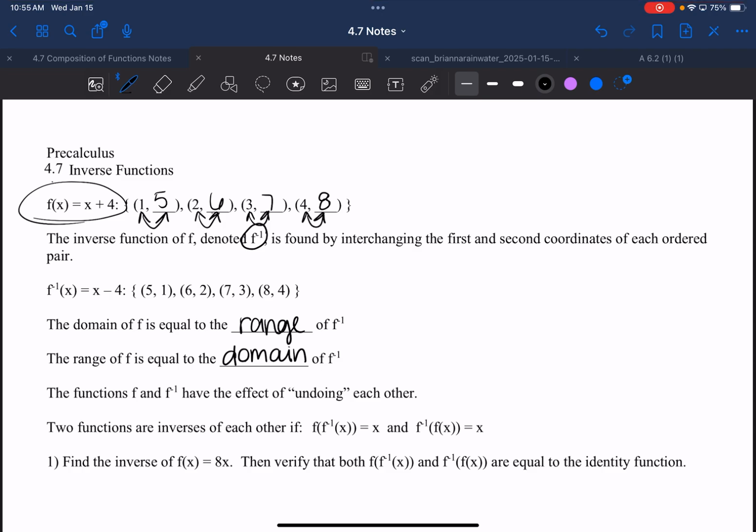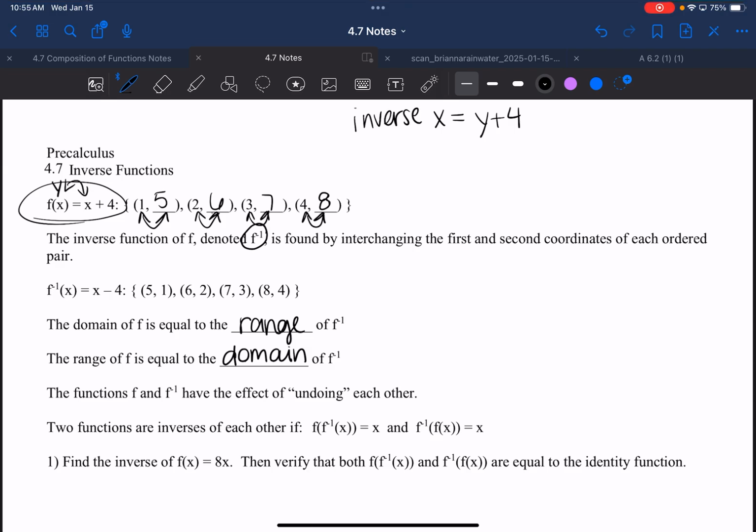So, f of x, remember, is the same thing as y, right? If you wanted to tell me what the inverse equation was, instead of just telling me what the new coordinate points would be, you would need to switch your x and your y. So in the equation, if I switch x and y, I would now have x is equal to y plus 4, right?